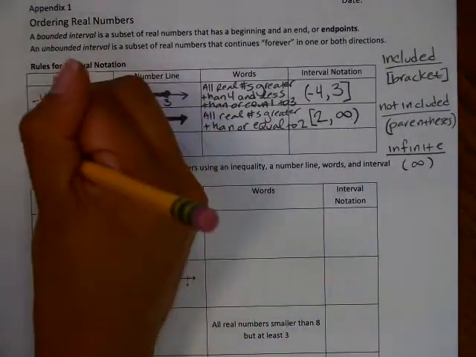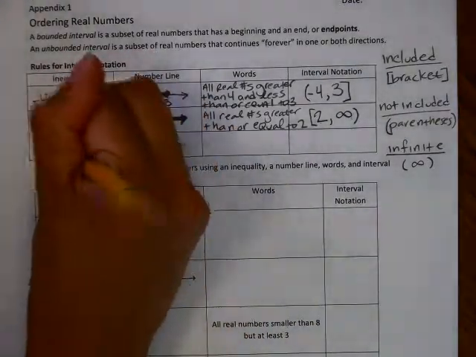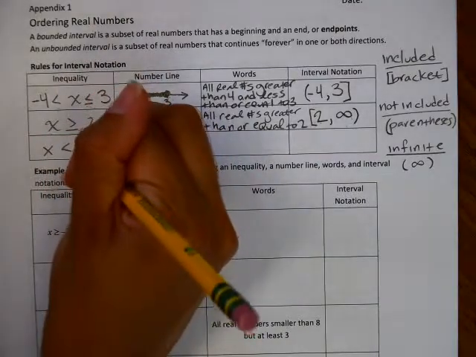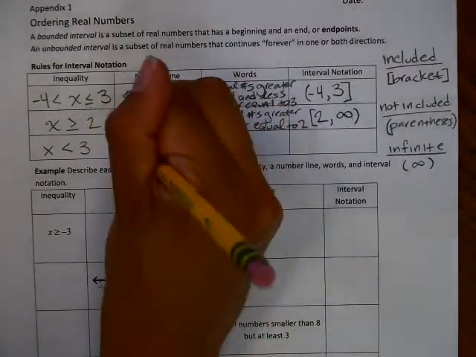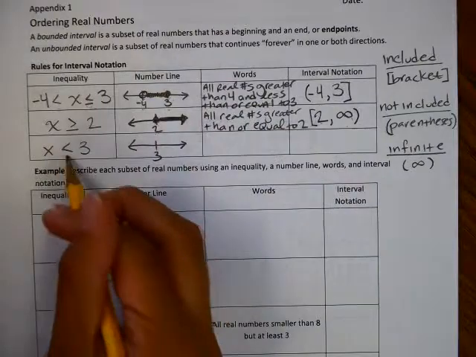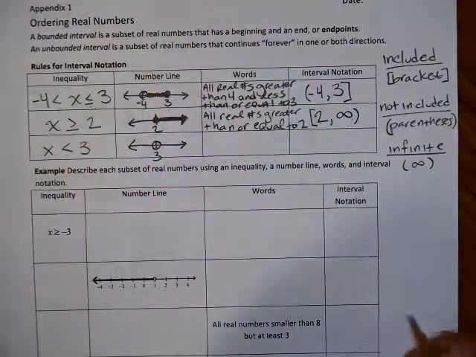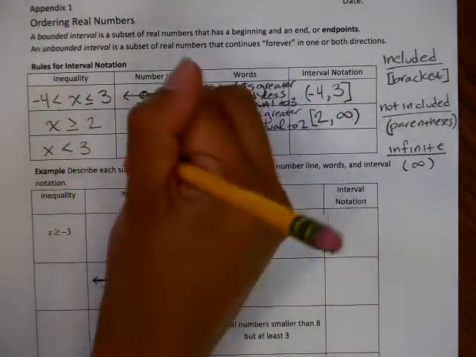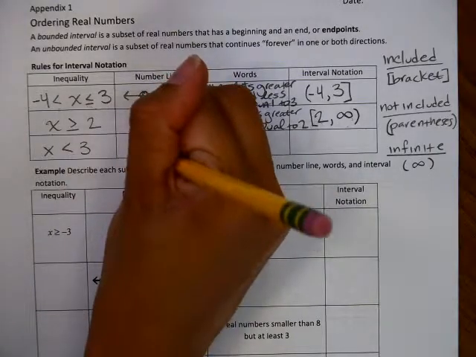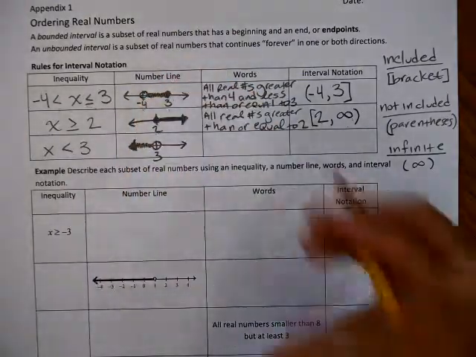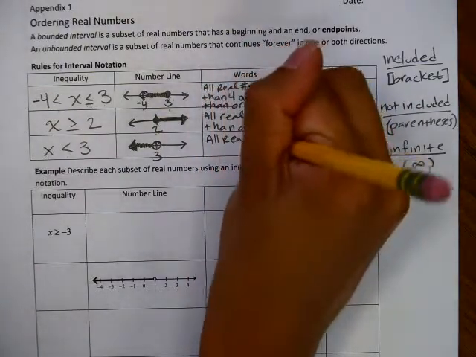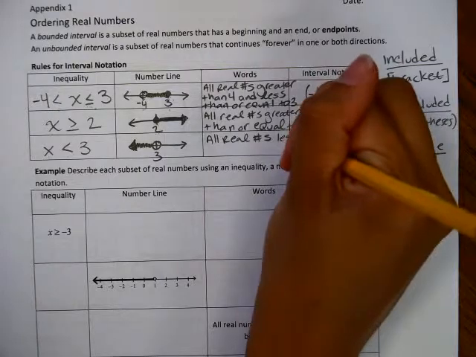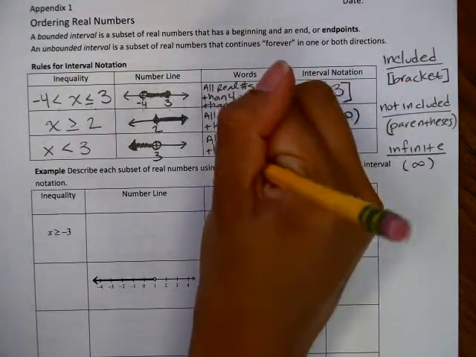Last one. x is less than 3. Okay, so here we go. We have our number line. It is not included, so we do an open circle. x is less than, so we're going to shade to the left. For our words, all real numbers less than 3.